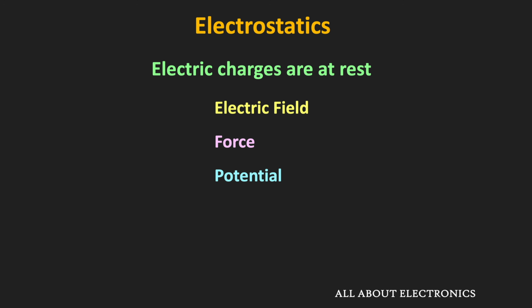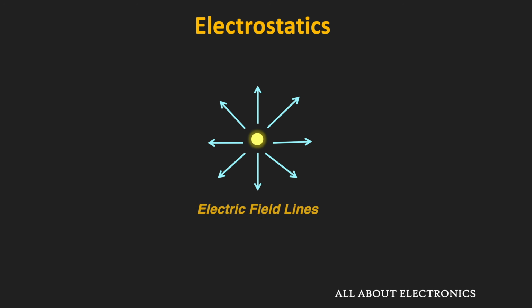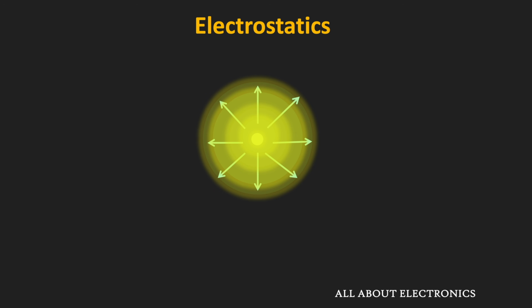If you see any stationary charge, then it generates the electric field. This electric field is typically represented by electric field lines. This field represents the space or the region around the charge where any other charge experiences a force. And this electrostatic force that is experienced by the charge can be explained using Coulomb's law.